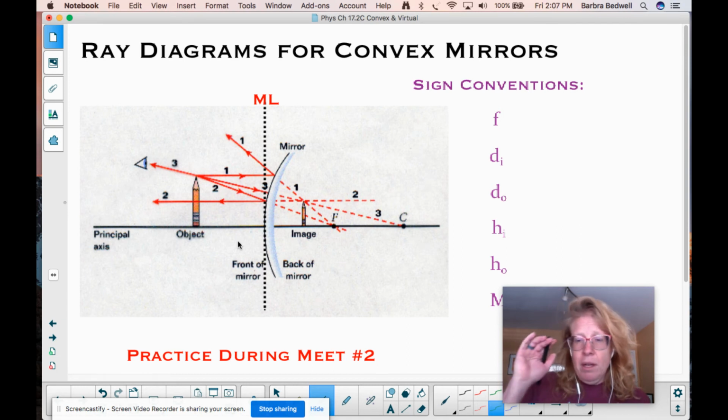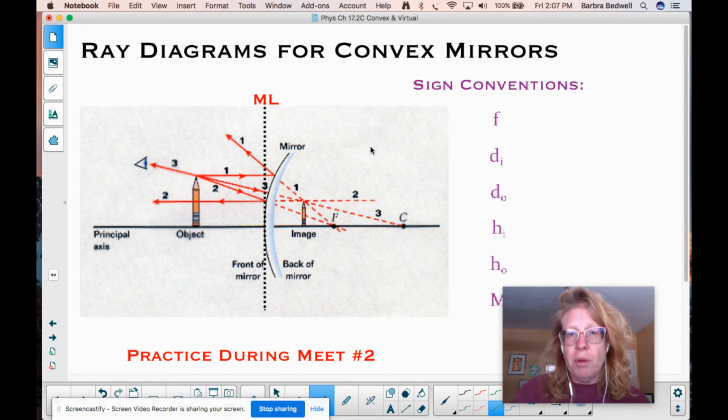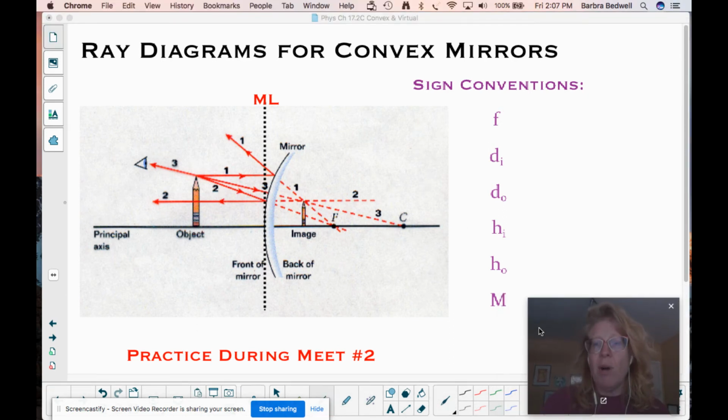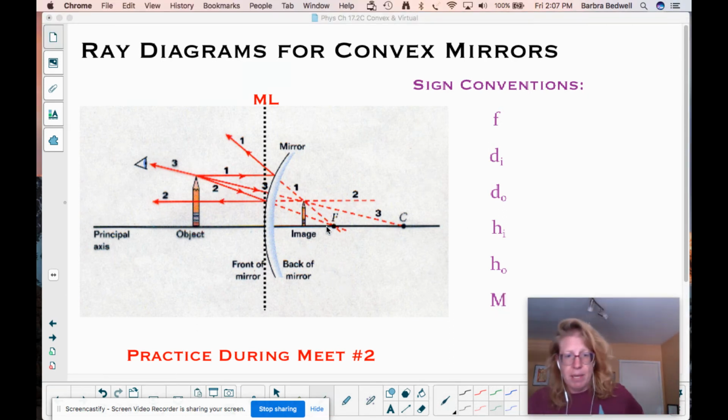Okay. When you're drawing these things, convex mirrors only form virtual images. They're only behind the mirror. Concave is the hard one because sometimes the images are real, sometimes they're virtual, depending on where the object is. With convex, it doesn't matter. Convex always produces virtual images, always back behind there.